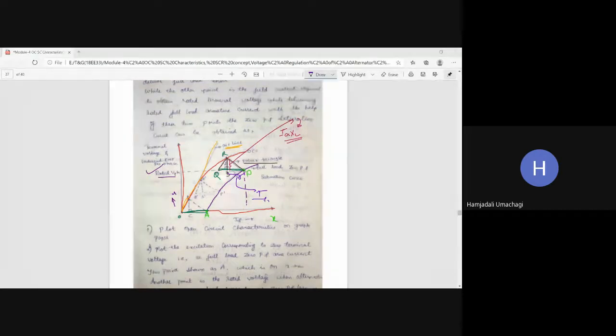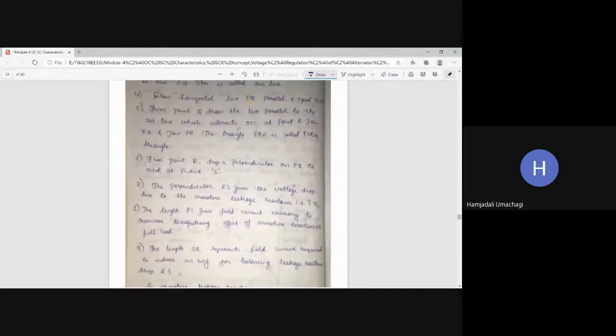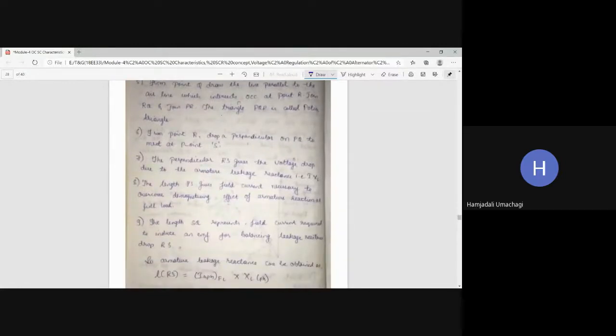Yes, what is IF2 information? If you see the MMF method, IF2 is nothing but what? See here, the length of PS gives the field current necessary to overcome the demagnetizing effect of armature current at full load current. So the length of PS will give you IF2 information. IF2, in the MMF method, is nothing but the field current necessary to overcome the demagnetizing effect of armature reaction.